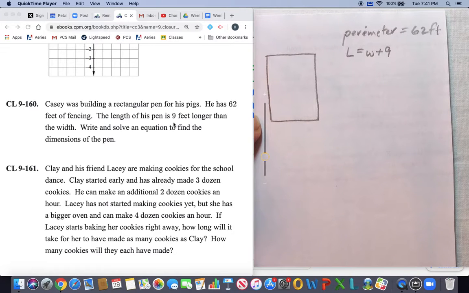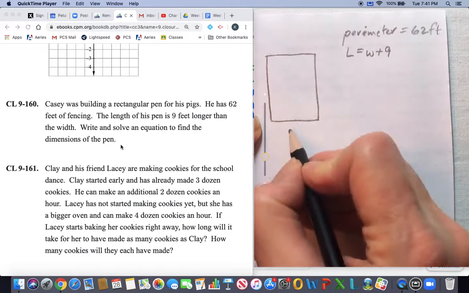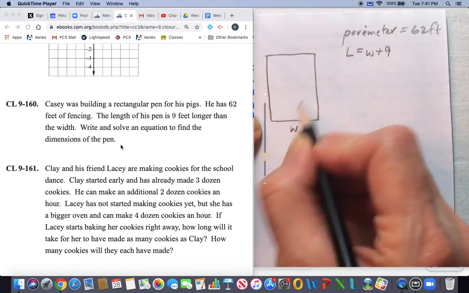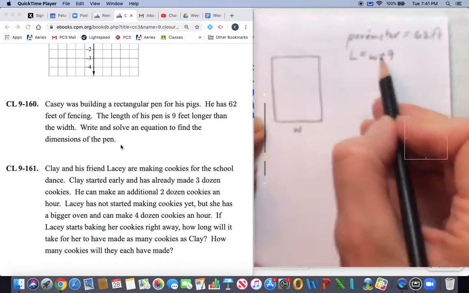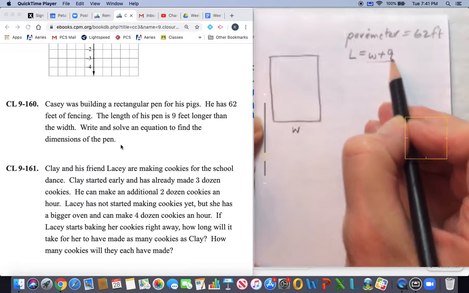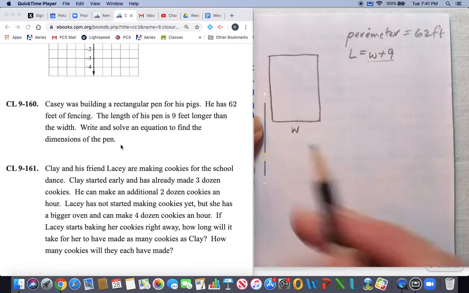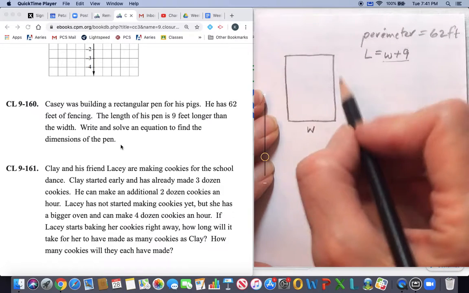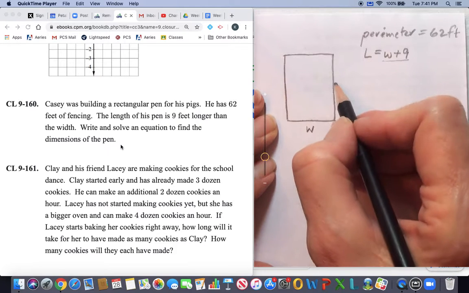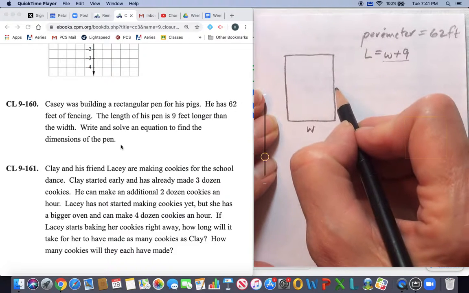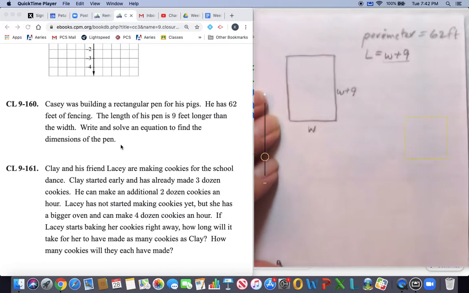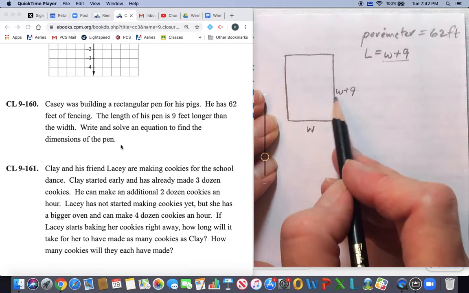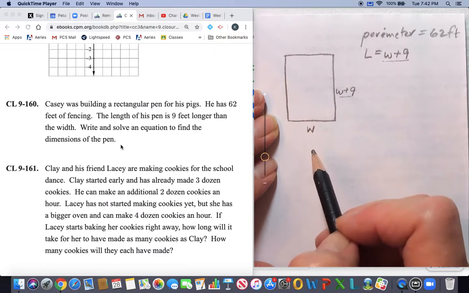Now we need to write and solve an equation to find the dimensions of the pen. So we need to find the width and the length. The length can actually be expressed this way as W plus 9. So that's what I am going to write down here instead of L, because we don't need two variables. It's a lot easier to solve a problem if you only have one variable. So that's going to be our length for now, W plus 9.